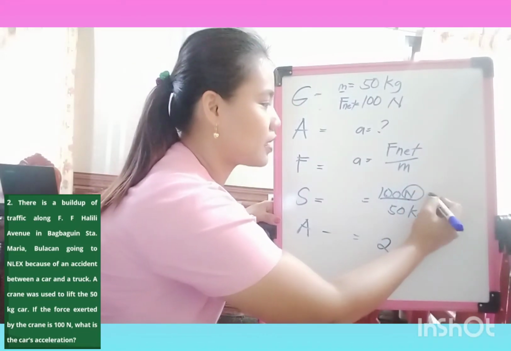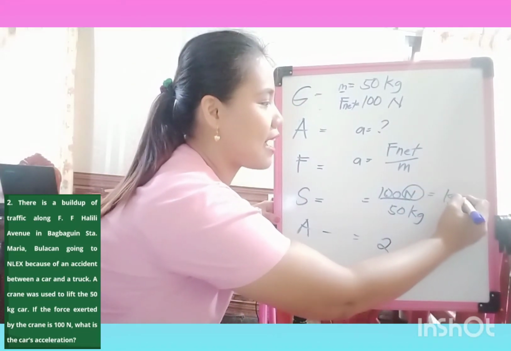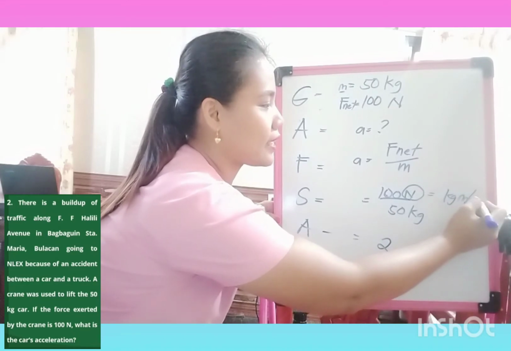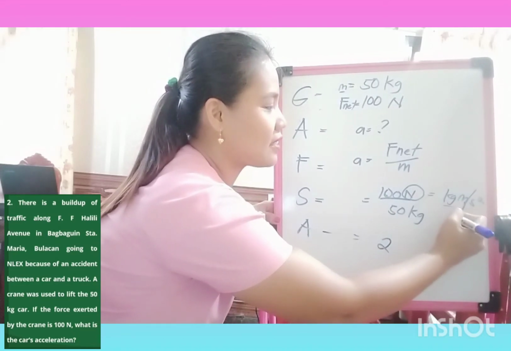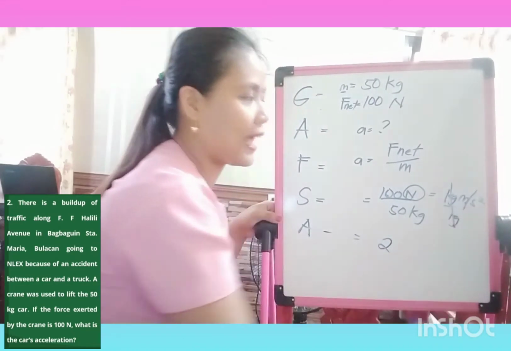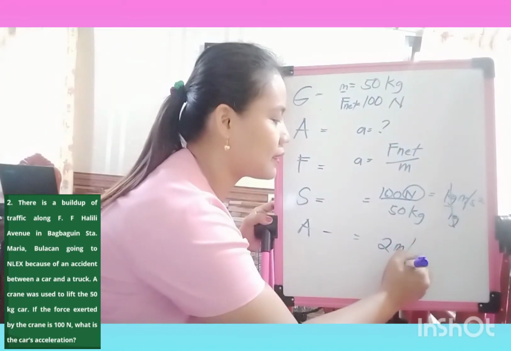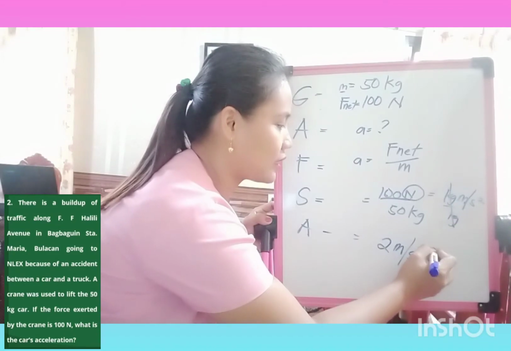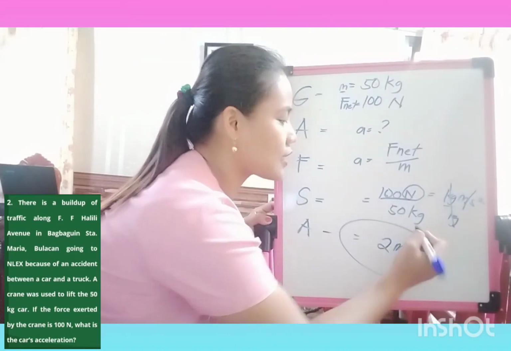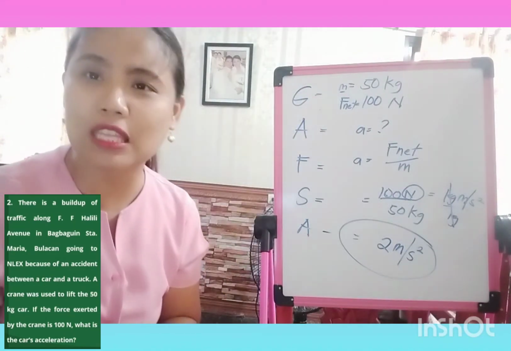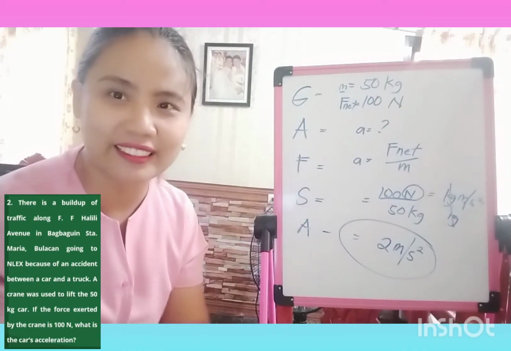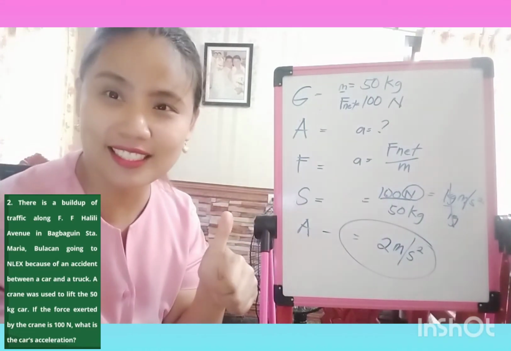Newton is also equal to kilogram meter per second squared, divided by kilogram. So you will cancel kilogram and kilogram. So the unit is meter per second squared. So the answer, the car's acceleration is 2 meter per second squared. Easy, isn't it?